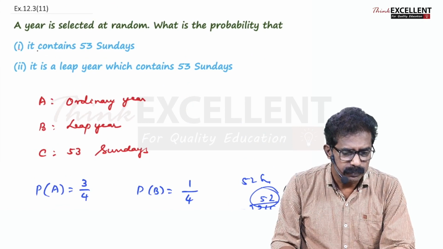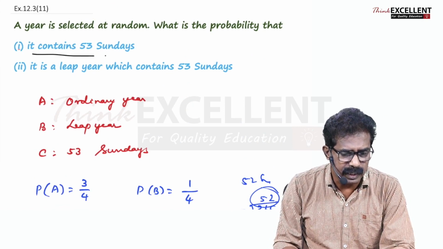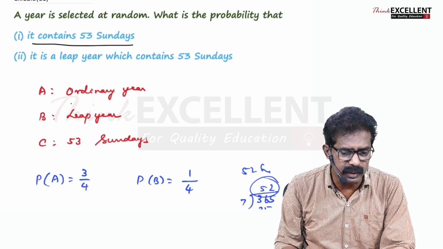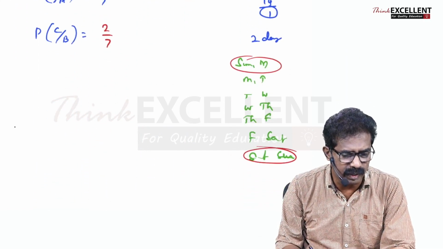Now the first part, what is the probability that it contains 53 Sundays? You are taking a year at random. What is the probability that it contains 53 Sundays? That is, you find P of C.